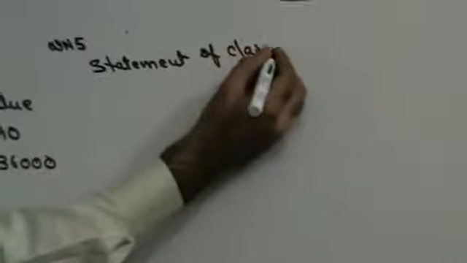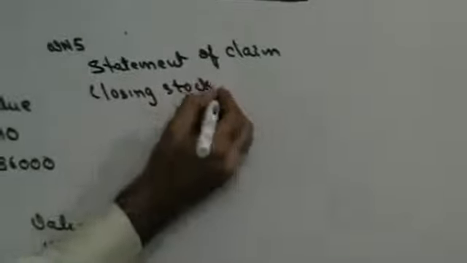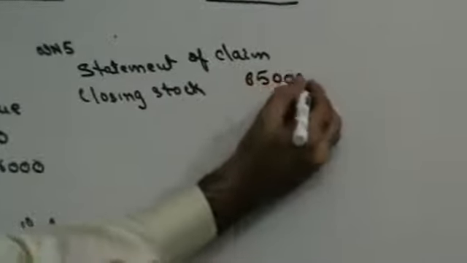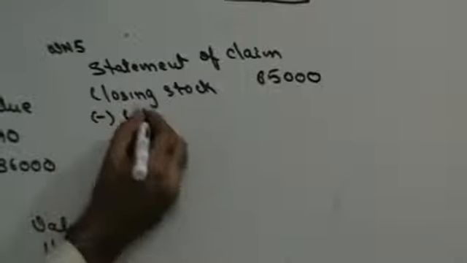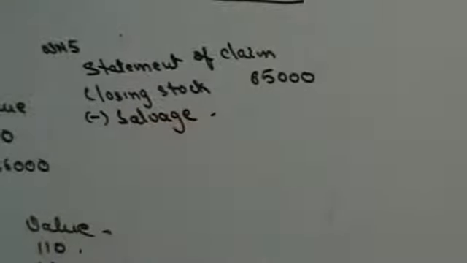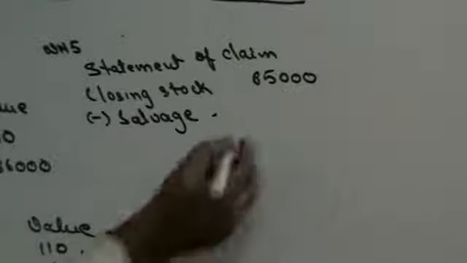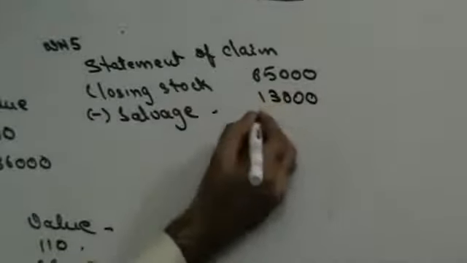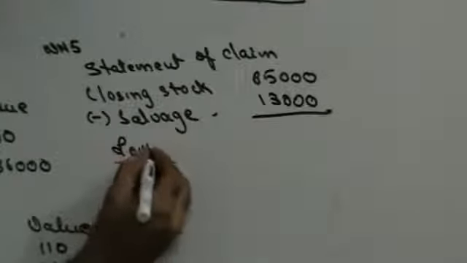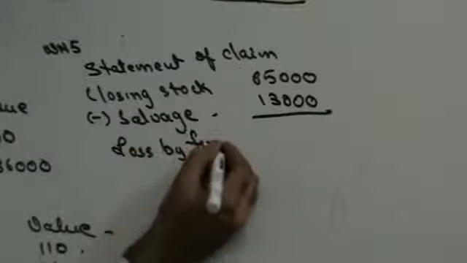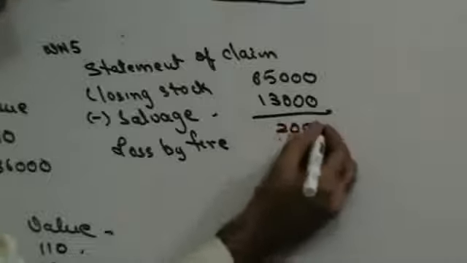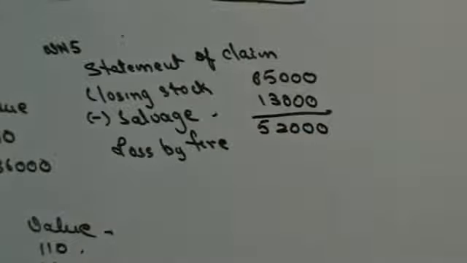Statement of claim. Closing stock. Closing stock is given to you as 65,000 less salvage. How much is the salvage given to you? They've given you that right in the beginning. They've said that salvage is 13,000. So in that case, my loss by fire is going to be 52,000. Once I have this, then I can find out my claim amount.